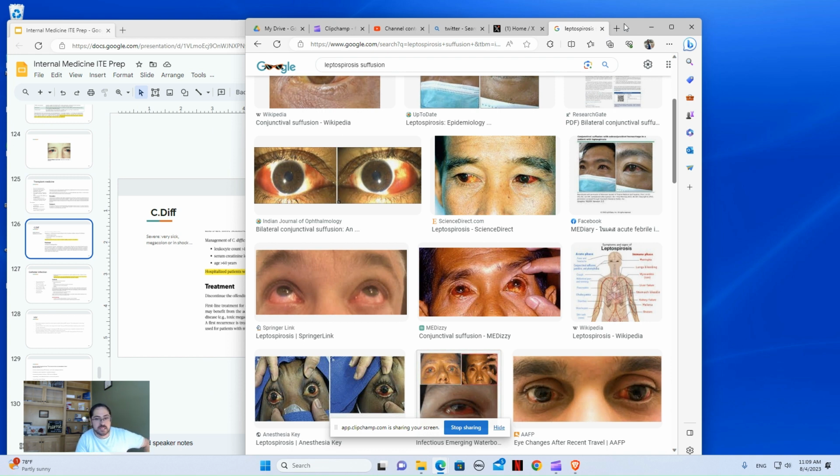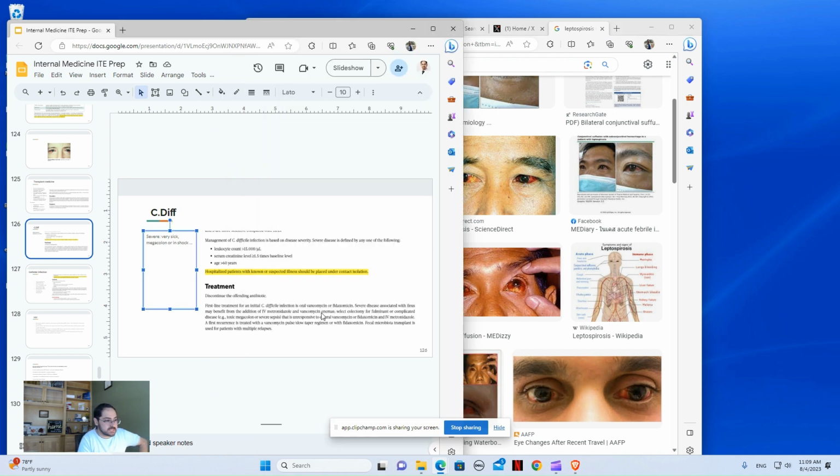This is the difference between severe and non-severe. If it's severe, you need to add IV Flagyl. If it's not severe, mild to moderate disease with no end organ damage, then you can start for the first attack with vancomycin or fidaxomicin. Second attack, you again give oral vancomycin or fidaxomicin. Third attack, it's the time you need to do a transplant, which is fecal microbiota transplant.